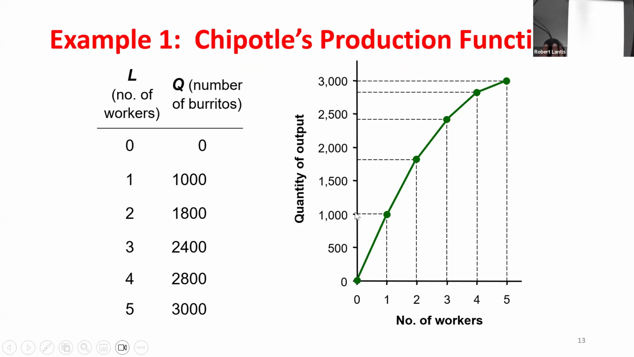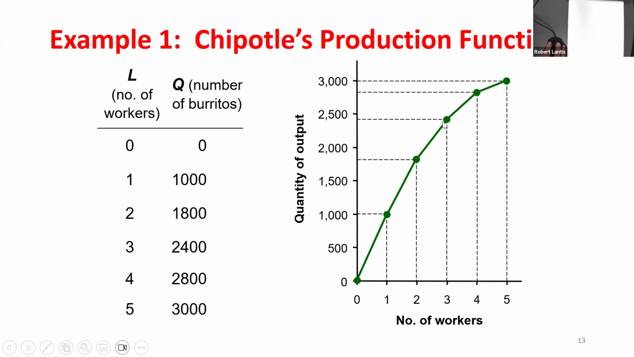It was going from 0 to 1,000, divided by a change in the number of workers, or the quantity of labor, divided by 1. So 1,000 over 1, my marginal product of labor there is 1,000. Then moving from the first to the second worker, what was the change in the output? 800. Change in the number of workers, I've kept this easy, just 1, so 800.